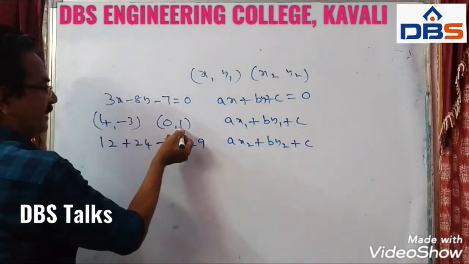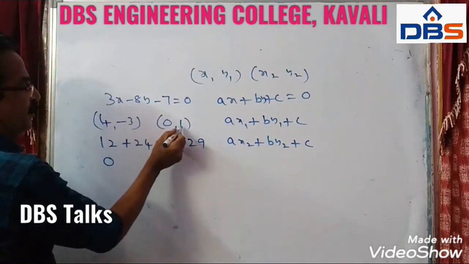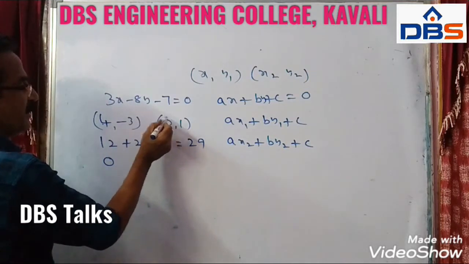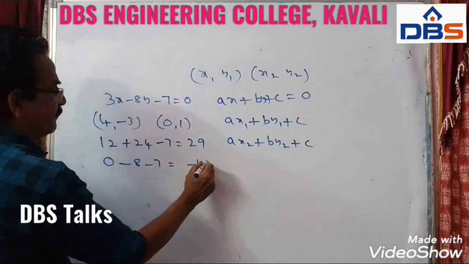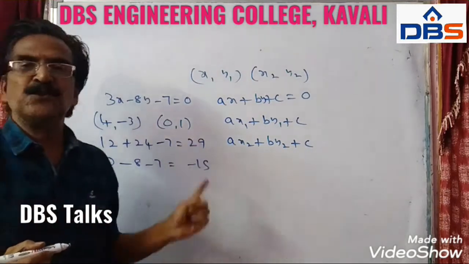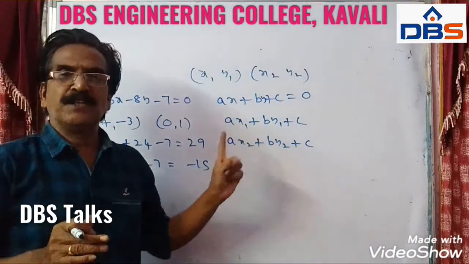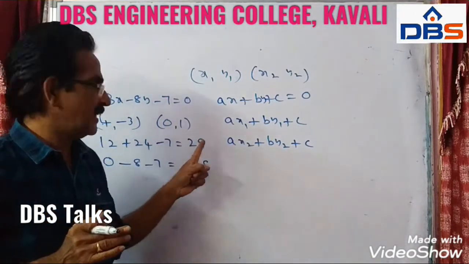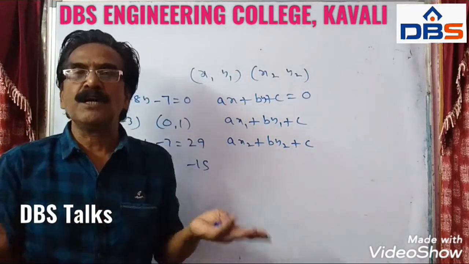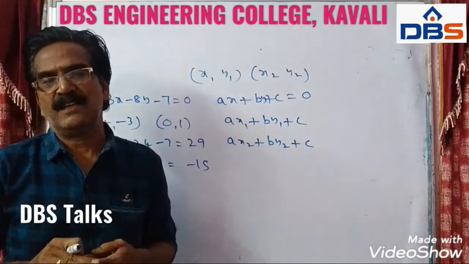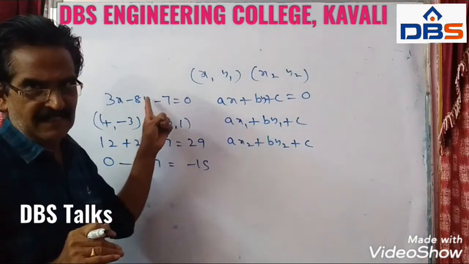Let us take the second one. 3 into 0 is 0, minus 8 into 1, minus 8, minus 7, minus 15. So these two have the opposite signs. One is plus and the other is minus. So these 2 points lie on the opposite sides of the given line. Simple thing friends. Just substitute the points.